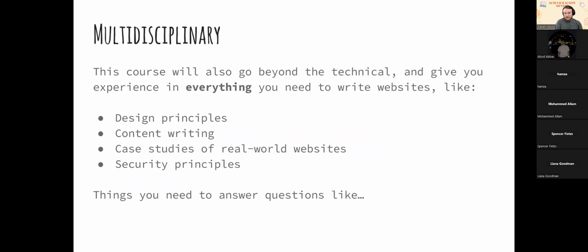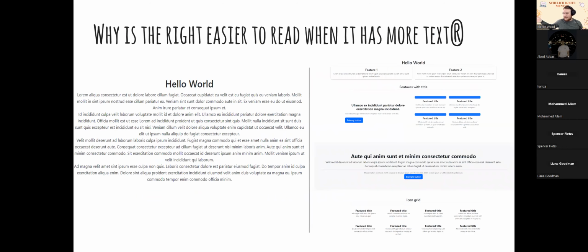On top of that, we also take a multidisciplinary approach. It's great that you can build a website, but what actually makes it a good website? If you build a website that nobody wants to visit, it's kind of useless. So we're going to be talking about things like basic design principles, and how to write content for a website so people don't just immediately click away. Case studies with real websites: we'll take some real websites, take them apart, and look at how they do what they do and the practices they follow. And then the security principles, like I was talking about, so that you aren't leaking a bunch of people's personal data when they sign up for your site. So basically everything that you need to answer questions like, why is the right-hand side better than the left? The right-hand side actually has a lot more text, but it's much easier to read. It looks less daunting than the left-hand side.